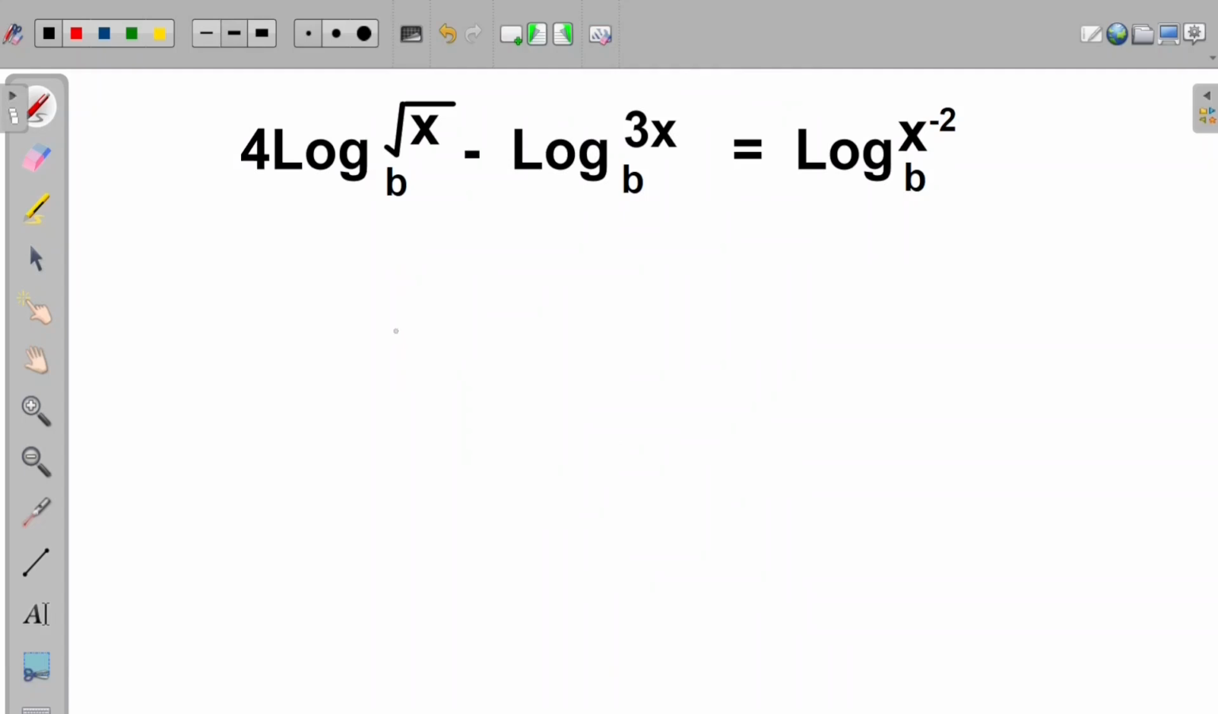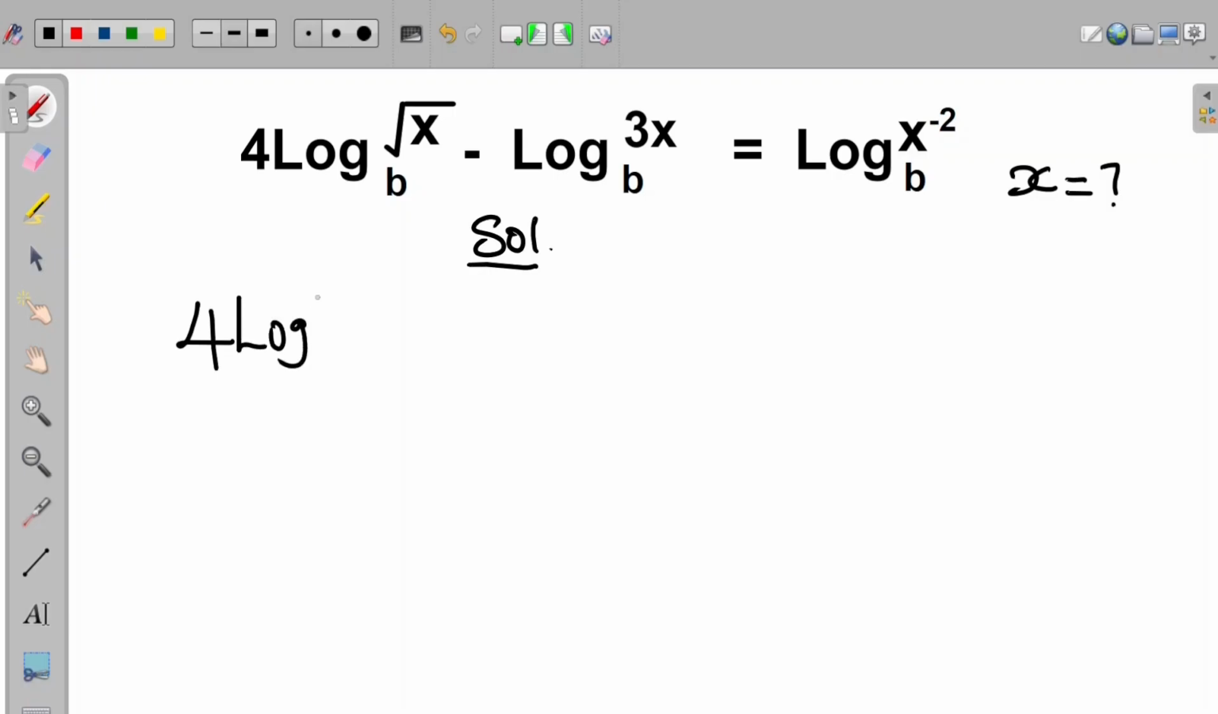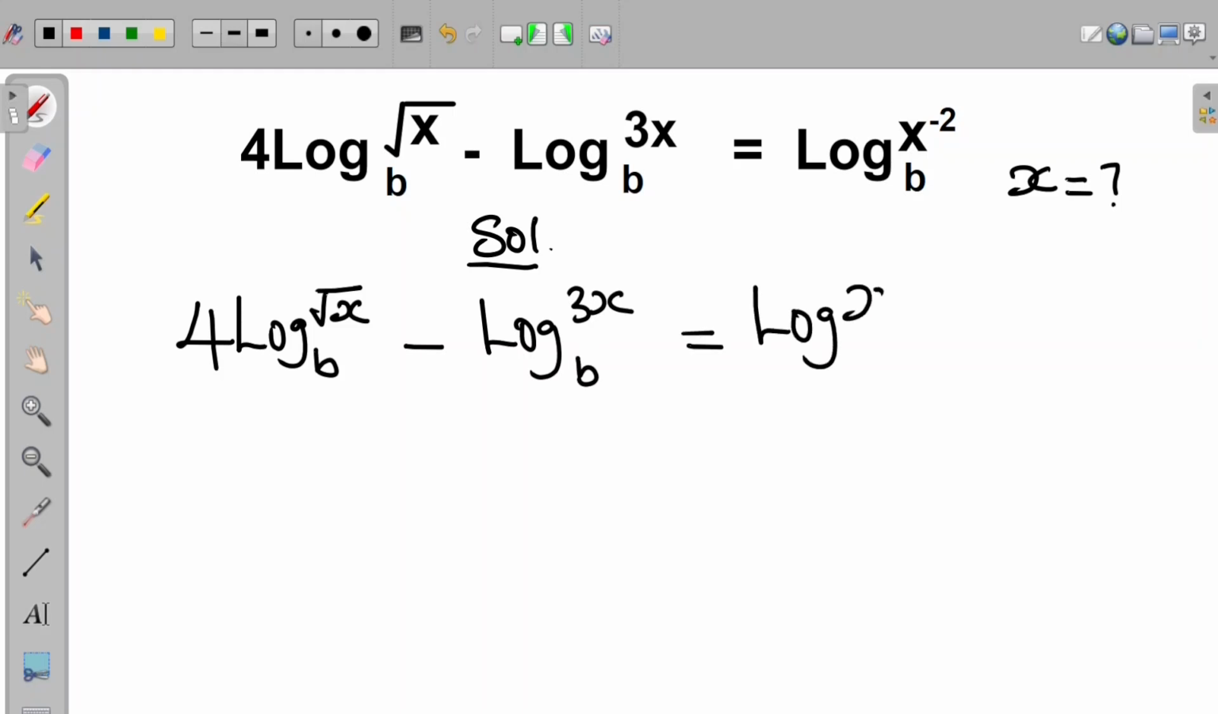Hello everyone. We're asked to find the value of x for this logarithmic equation, given that 4 log root of x to base b minus log 3x to base b equals log x raised to the power negative 2 to base b. So the question is 4 log root of x to base b minus log 3x to base b equals log x raised to the power of negative 2 to base b.